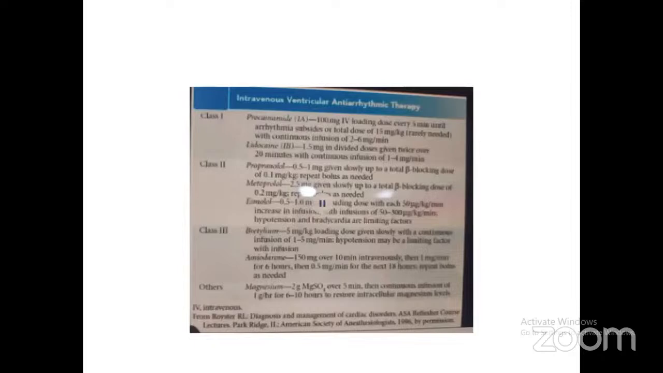Drugs used in supraventricular tachycardia, examples are: class 1 propafenone, in class 2 esmolol, in class 3 amiodarone, ibutilide, in class 4 verapamil, diltiazem. Other drugs used to control supraventricular tachycardia are adenosine. Drugs used in ventricular arrhythmias are propafenone, lignocaine. Sorry, lignocaine is not used in supraventricular tachycardia. Class 2 drugs are propranolol. Class 3 drugs are esmolol, bretylium, amiodarone, magnesium.